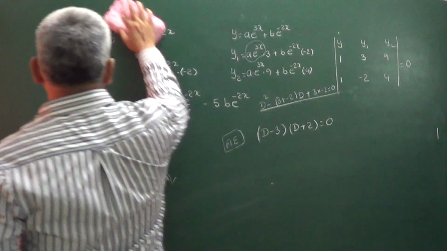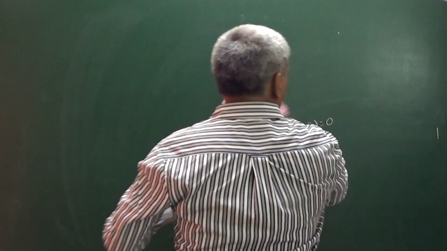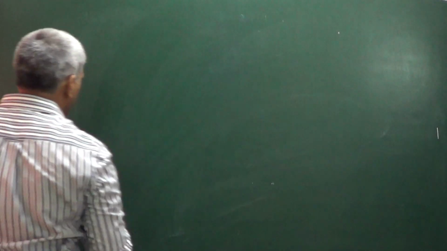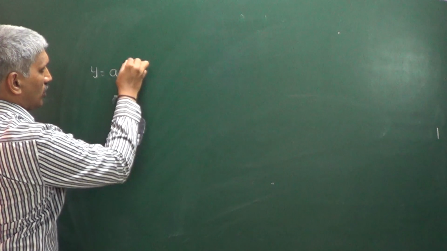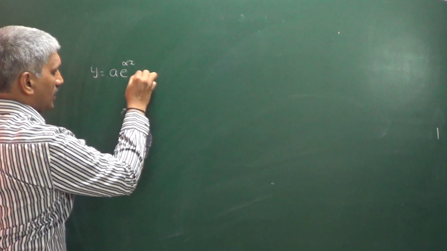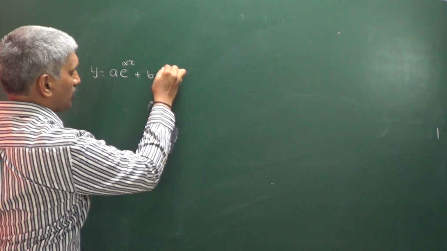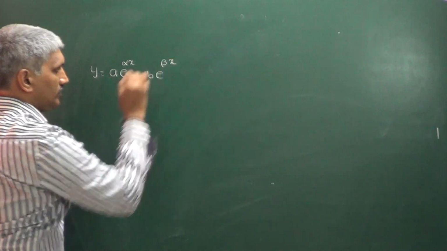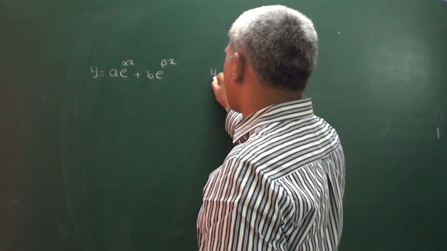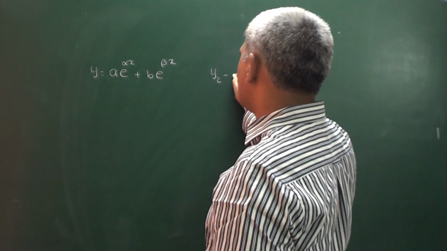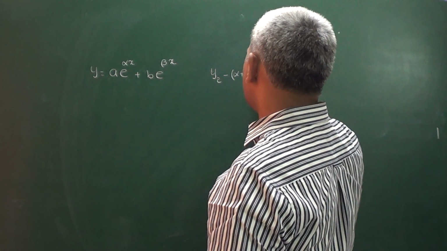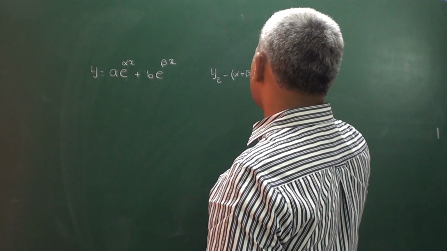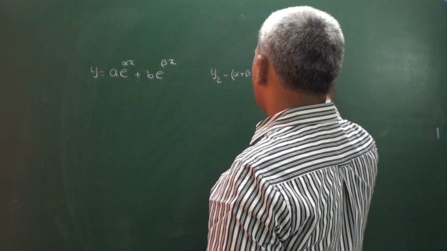So observe what we discussed here. This is the way we did it. If y is equal to a into e to the power of alpha x plus b into e to the power of beta x, then we can write directly the differential equation as y2 minus sum of the roots into y1 plus product of the roots multiplied with y is equal to 0.